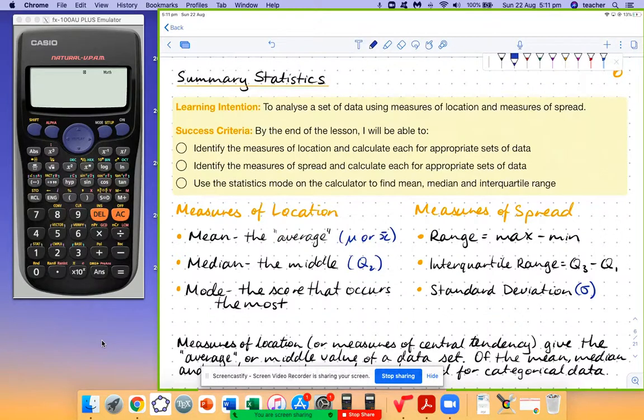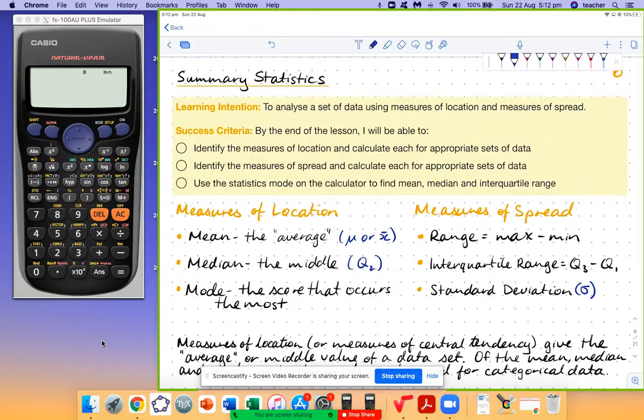So our learning intention today is to analyze data using measures of location and measures of spread. So these are special names for some of the calculations that we make. By the end of this lesson, you should be able to identify what the measures of location are and calculate them for appropriate sets of data. We want to also be able to identify measures of spread and calculate those.